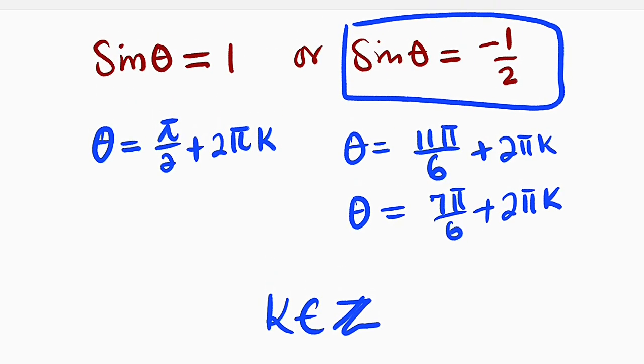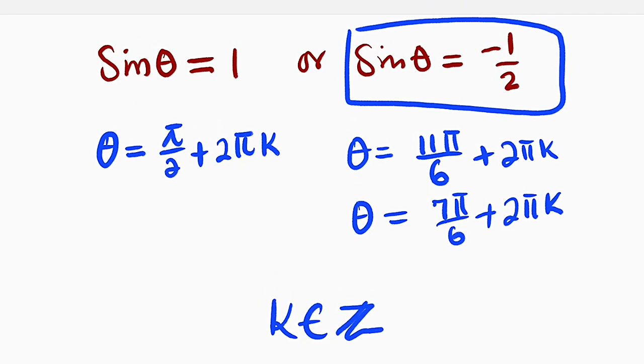So we have 3 solutions. Theta could either be pi divided by 2 plus 2 pi k, or 11 pi divided by 6 plus 2 pi k, or 7 pi divided by 6 plus 2 pi k. And this is all I have for you today.